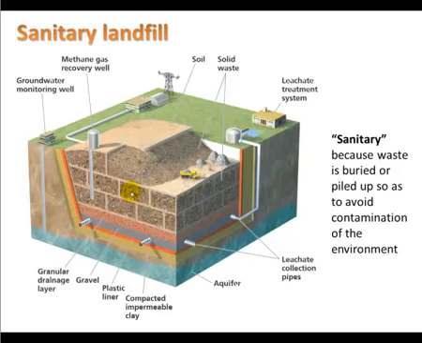Anaerobic decomposition produces methane. So the methane can be recovered from this pipe and sent to a methane gas recovery well. And from here, usually the methane is burned off before going into the atmosphere as a greenhouse gas. But we can also use that methane and burn it for fuel to make electricity. So that's an example of cogeneration.